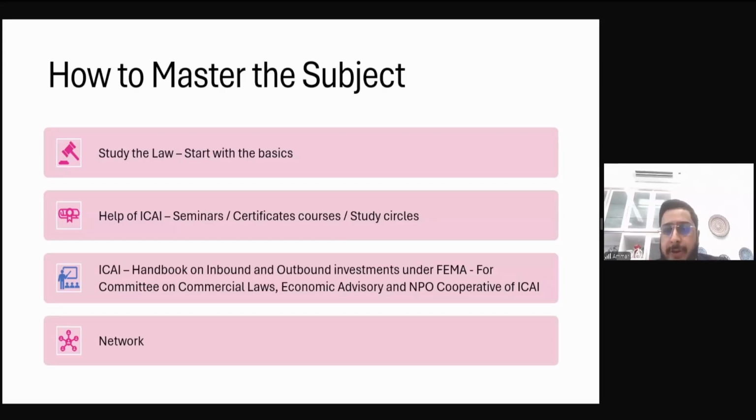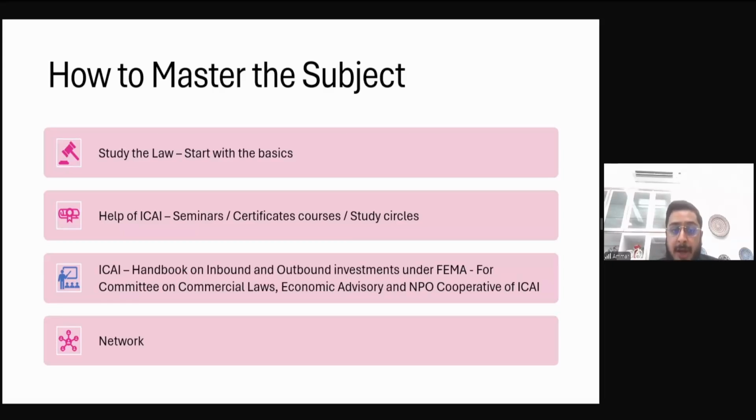But in FEMA, how do we go about it? How do we go about the rules, regulations, and directions? That was a challenge for me, so I'll share my experience on that. In the next slide, I've put through how we do it, and we'll discuss it accordingly. And the help of ICAI.